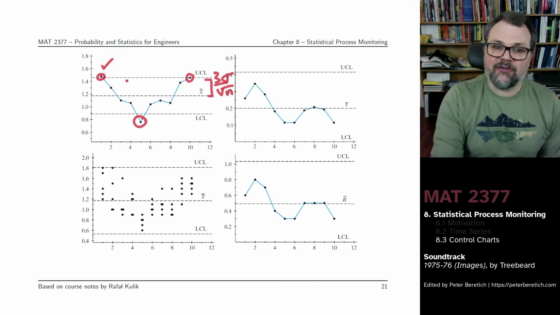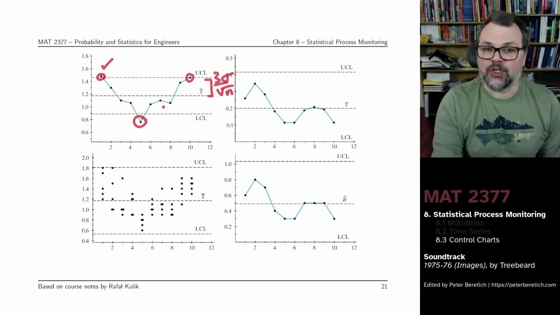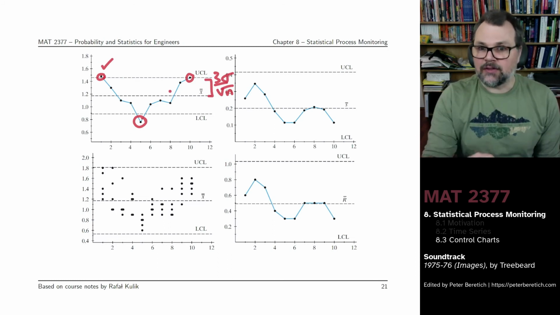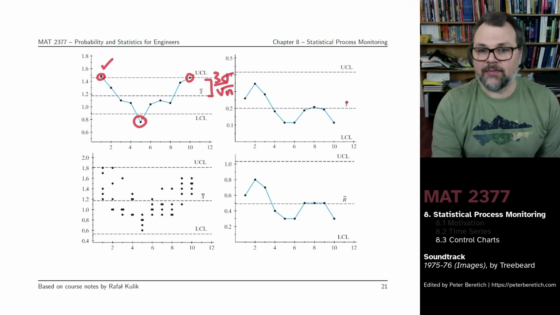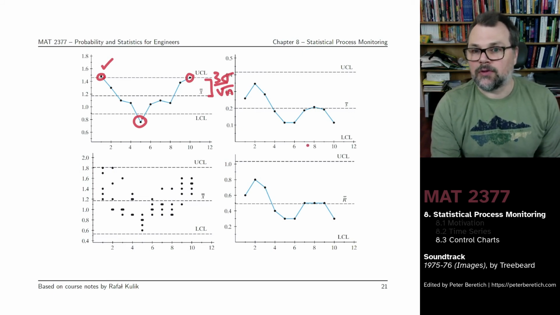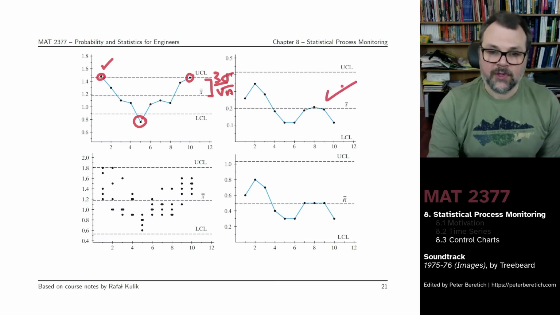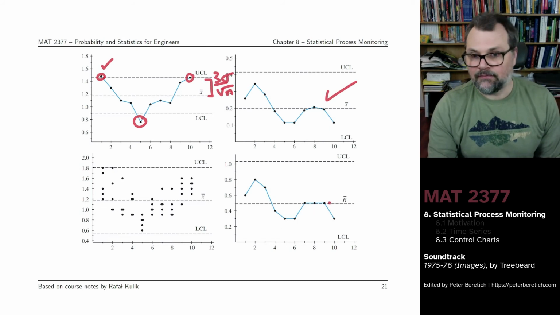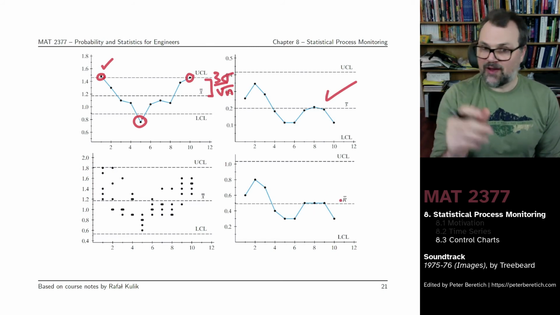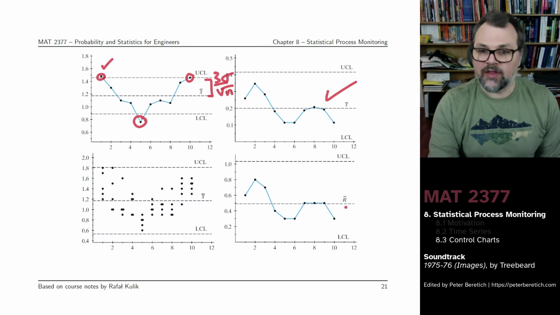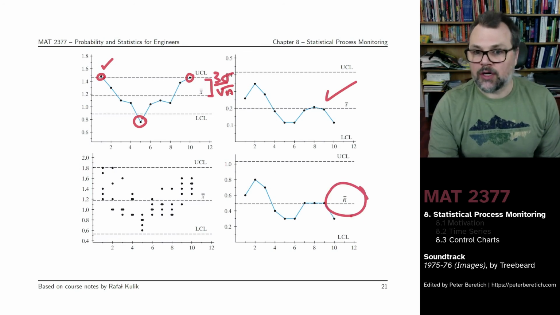Now, let's see if we recover the same type of situation, or the same type of flags, in the other charts. Here I am charting the sample standard deviation for my observations, and everything seems to be falling well within the bounds that I would expect to see. So this one seems to say there's nothing to flag here. And this one, I'm charting the range of my measurements, and again, well within what I would expect for the control chart. So everything seems to be fine for this one as well.